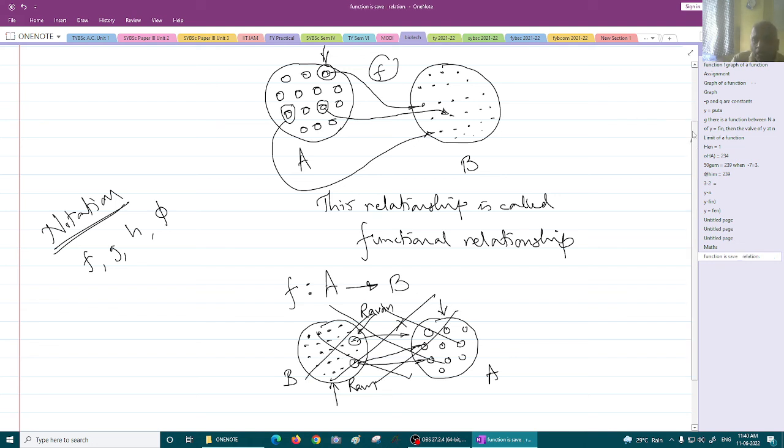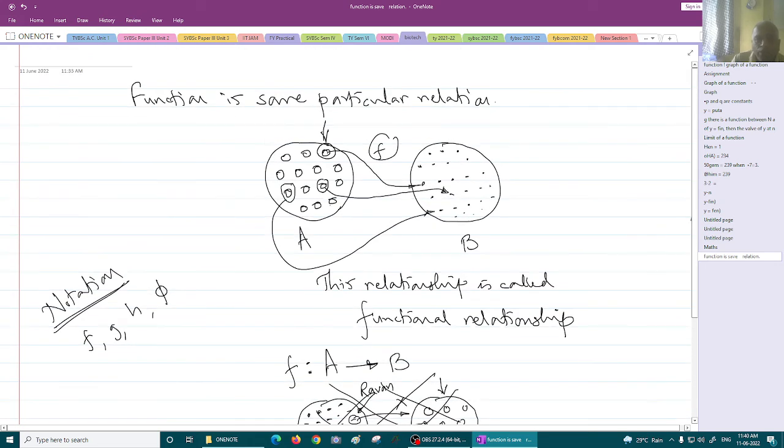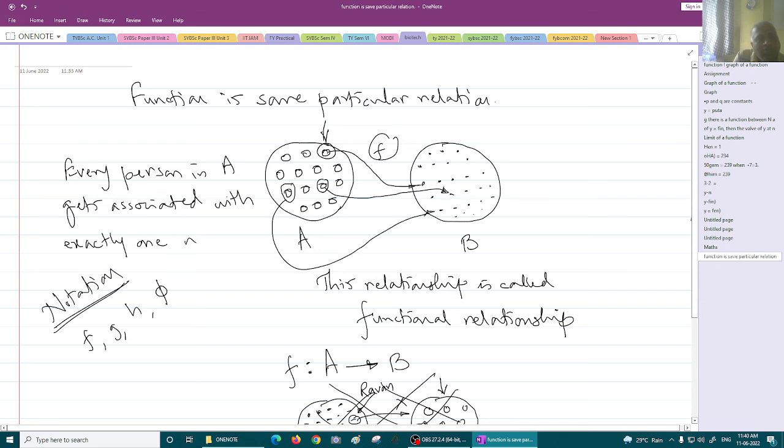यहाँ पे क्या हो रहा है? Again, please try to understand this. Every person in A gets associated with exactly one name. ये दोनों बातें important है. कहीं भी गड़बड़ हुई तो भी फंक्शन नहीं है, with exactly one name in B. In that case we say that there is a function from A to B.